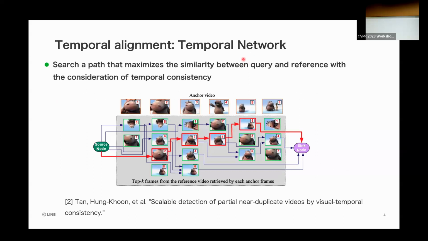For localization, we use a method called temporal network, which searches a path that maximizes the similarity between query and reference with the consideration of temporal consistency. We tune the parameters of temporal network using the training set of the challenge data.